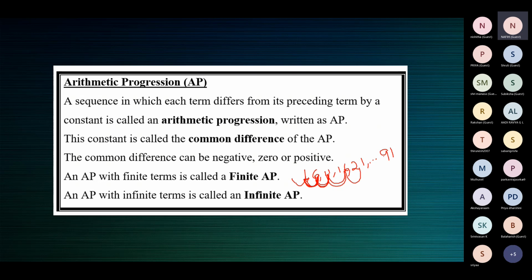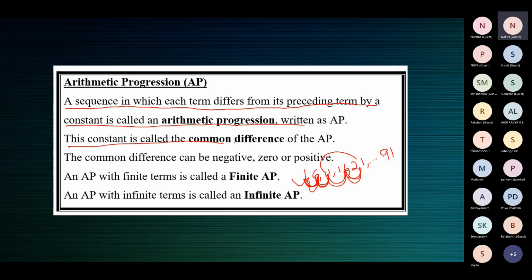Why does it form an arithmetic progression? Because every term differs from its preceding term by a fixed value, by a constant, and that constant here is 5. You should not do 21 minus 11. You take any term and its preceding term. So 21 minus 16 is 5, 6 minus 1 is 5. So a sequence in which each term differs from its preceding term by a constant, a fixed value, is called an arithmetic progression.